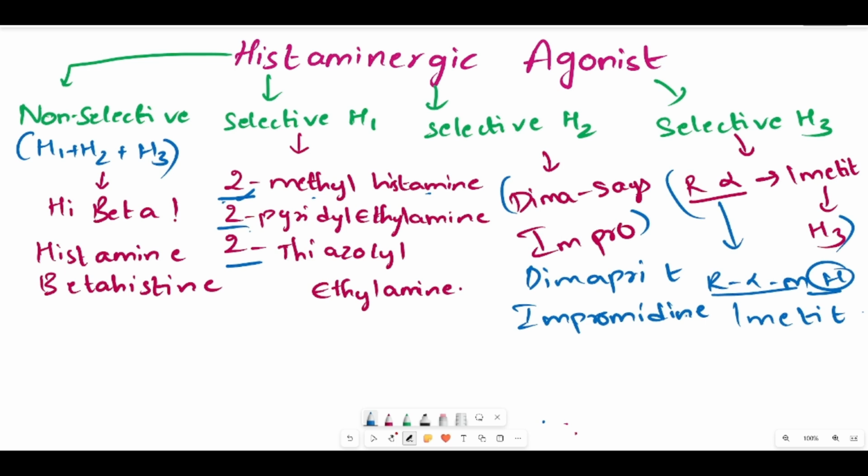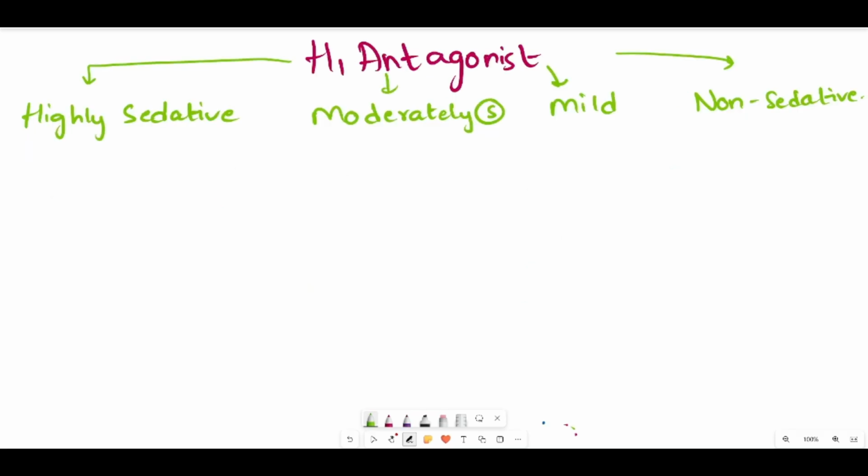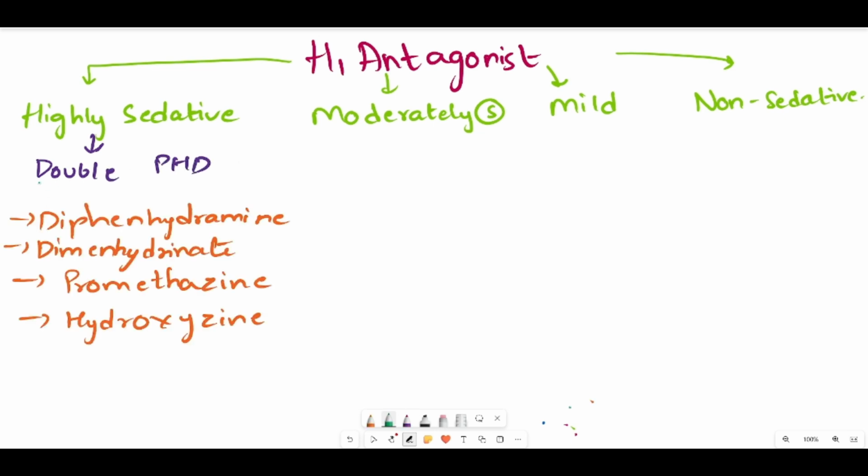So that's it. Coming back to the H1 antagonists, these are divided into four classes. The first one is highly sedative, the second one is moderately sedative, the third one is mild, and the fourth one is non-sedative. Now let's get into each class with simple tricks. The first class is highly sedative. To remember the drugs under this, just remember the word "double PhD", where D means diphenhydramine, P means promethazine, H means hydroxyzine, and D means dimenhydrinate.